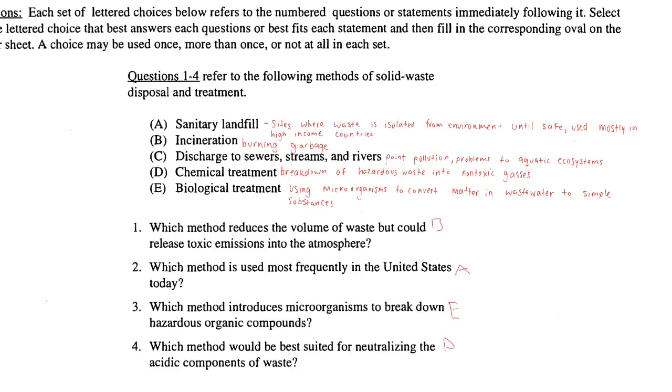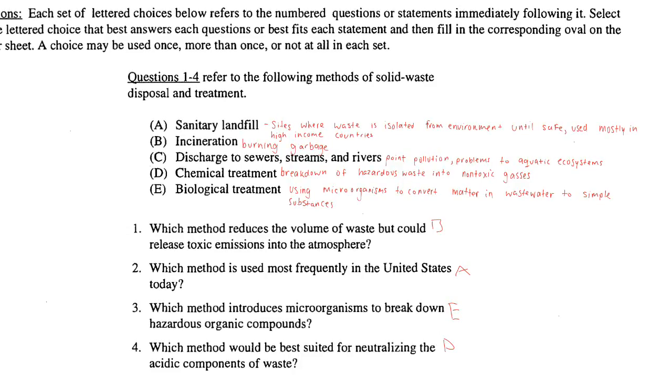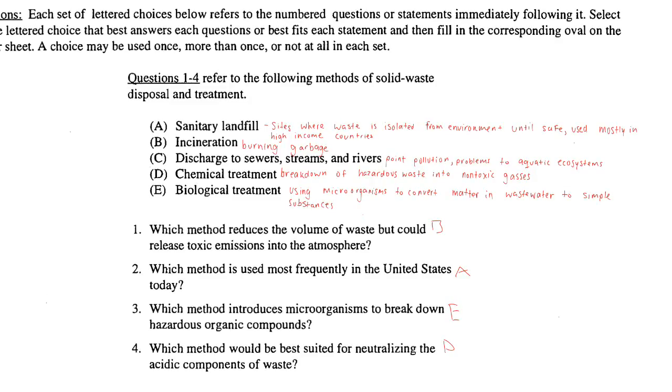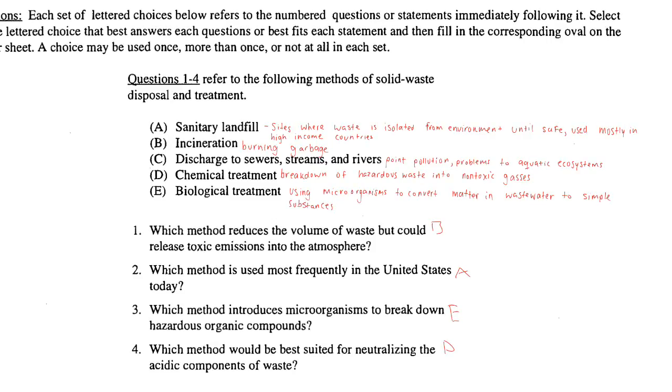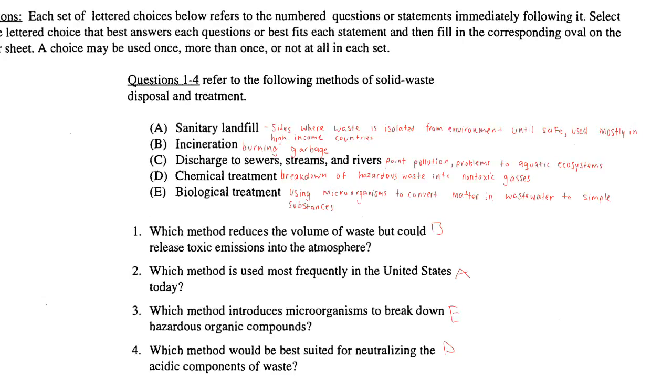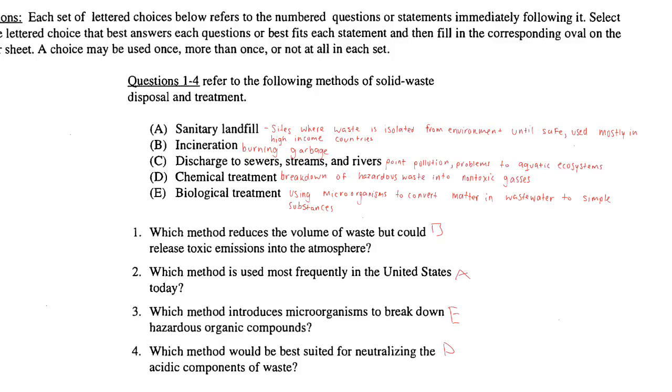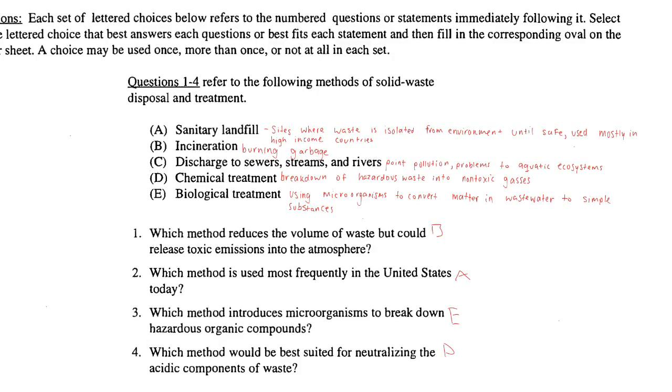Option C, discharge to sewers, streams, and rivers, is point pollution and can cause problems to aquatic ecosystems. Option D, chemical treatment, is the breakdown of hazardous waste into non-toxic gases. Option E, biological treatment, is the using of microorganisms to convert matter in wastewater into simple substances.